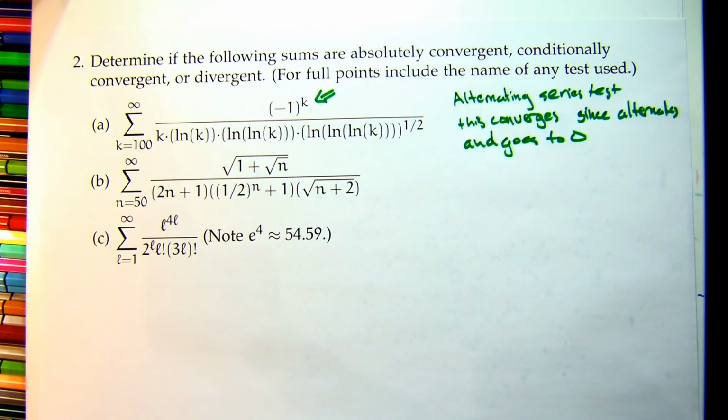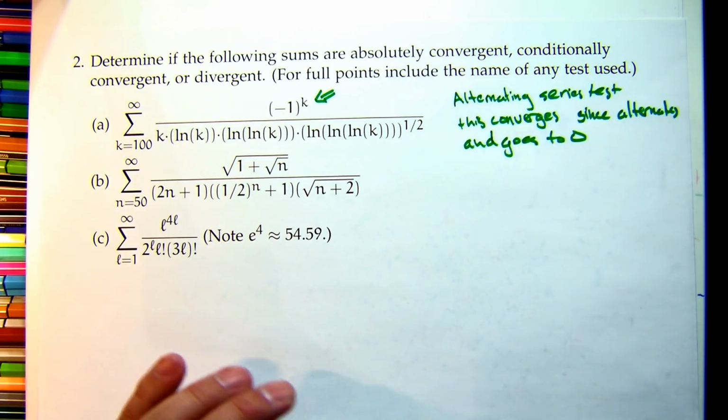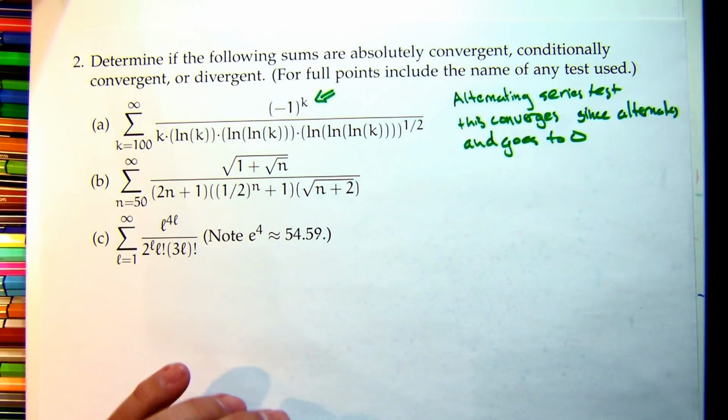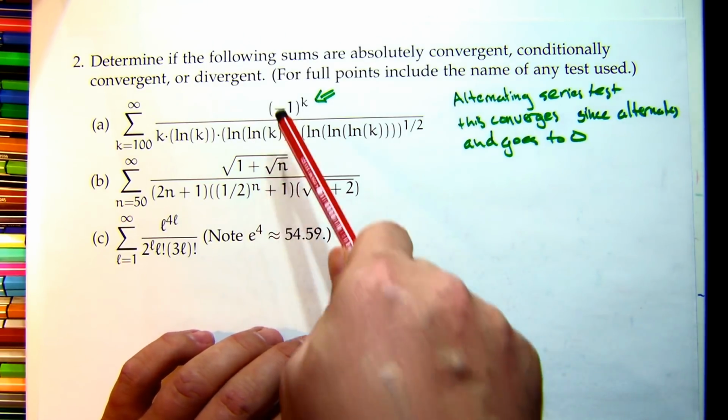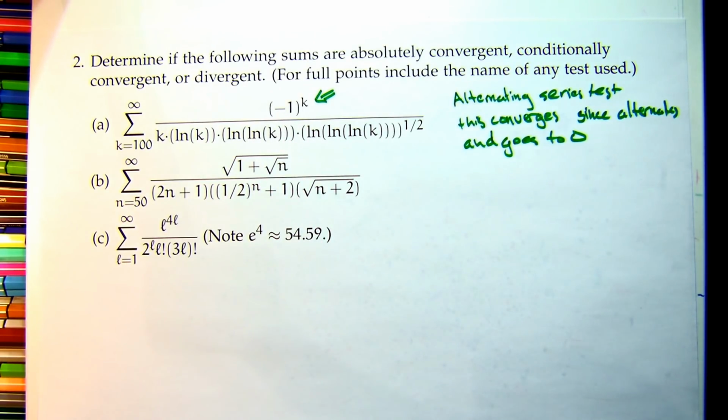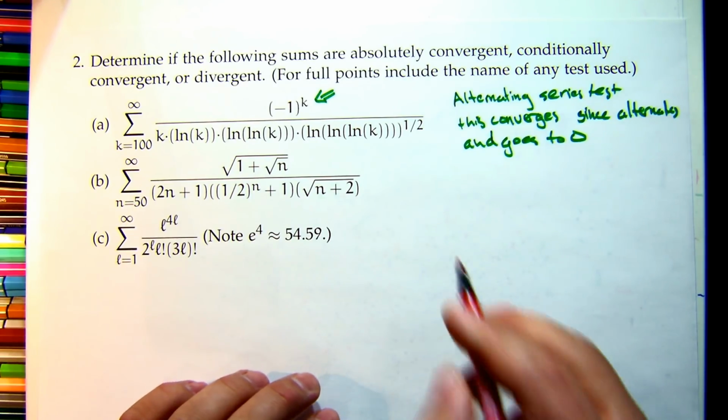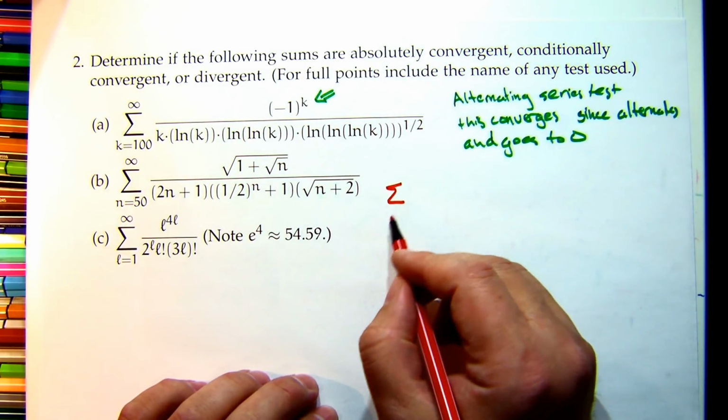No. Because I've shown it converges, but there are two kinds of convergence, the absolute and the conditional. So now I have to go deeper. How do I go deeper? Well, the answer will not surprise you. I get rid of the minus 1 to the k. So conditional says, drop the alternating part, does it still converge?